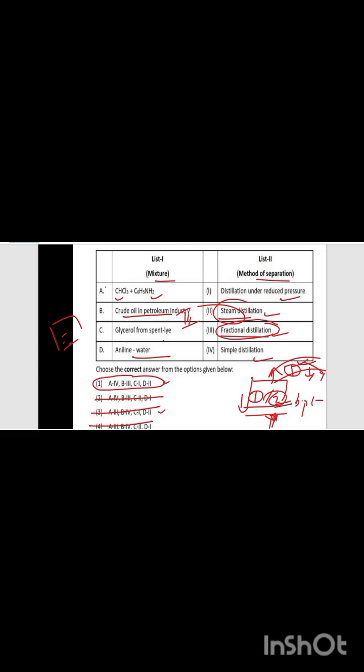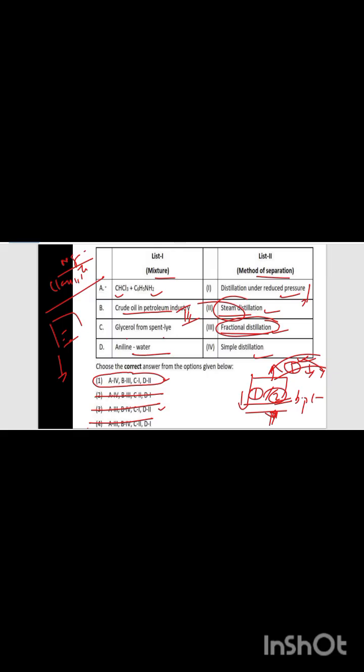Distillation under reduced pressure. It is written in NCERT, in the first organic chapter in class 11th. It's written in bold form. It's not given somewhere in a refresher or something. It's all questions from NCERT itself, and it's written quite bold that glycerol from spent lye is separated by distillation under reduced pressure.